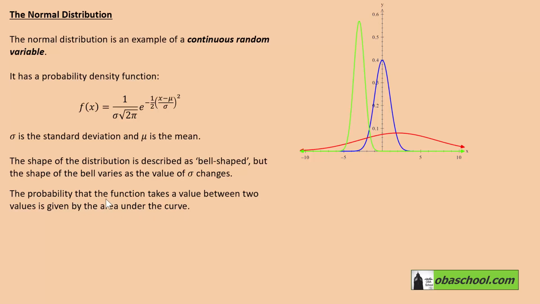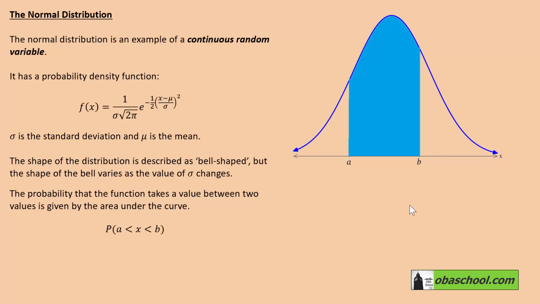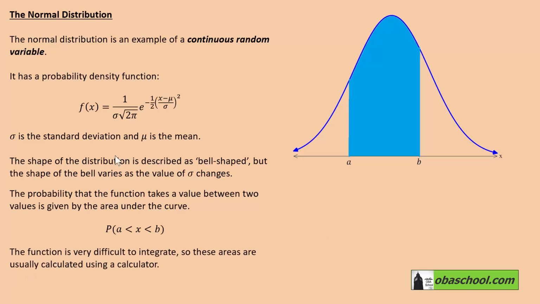The probability that the function takes a value between two values is given by the area under the curve. So if we're interested in the probability of x being between a and b, we're talking about this area here. The function, however, this function here, is very difficult to integrate. So these areas are usually calculated using a calculator, and in times past, we used to use tables of values.